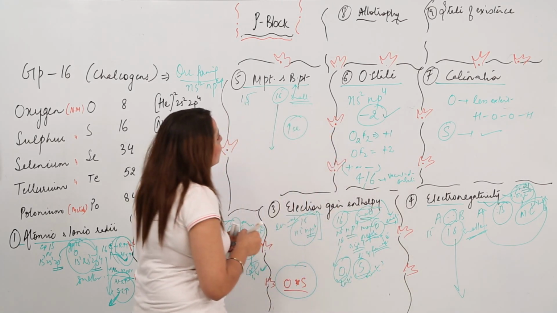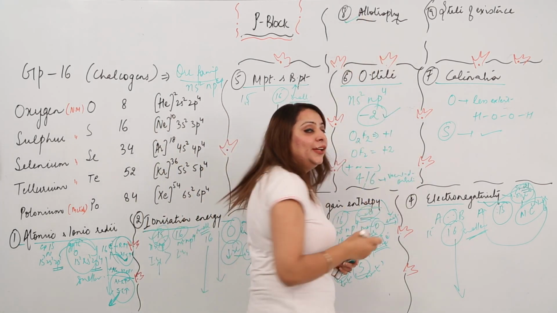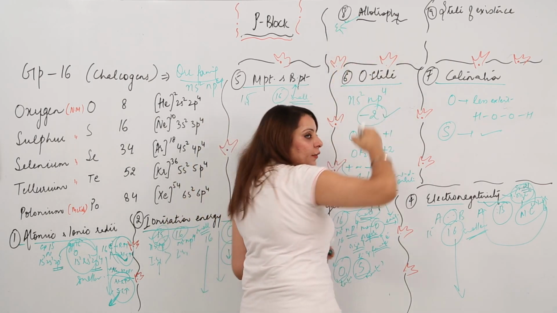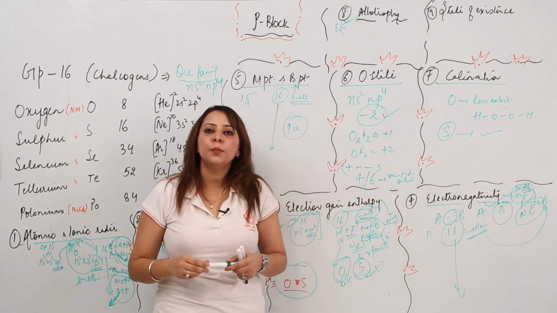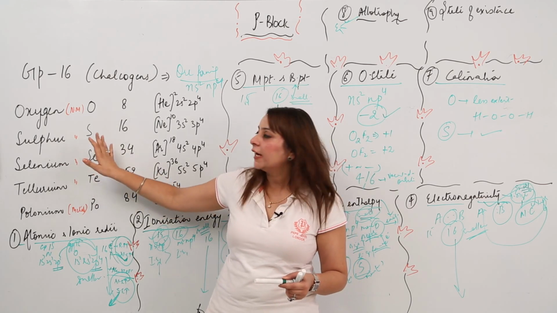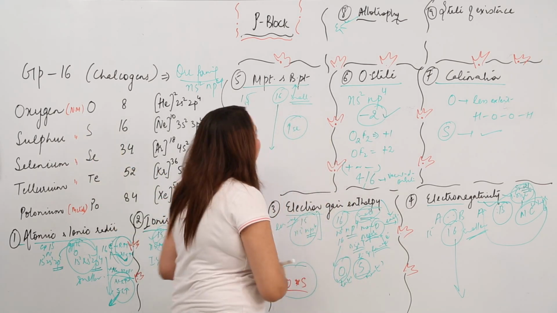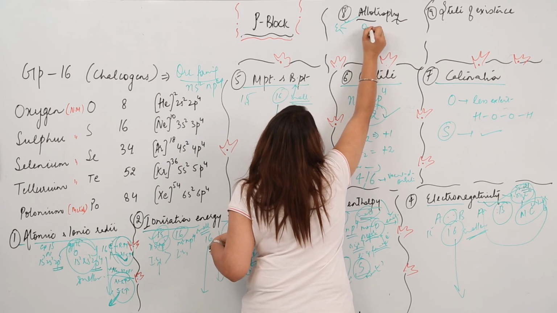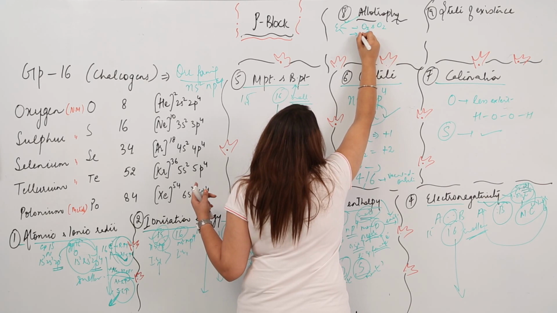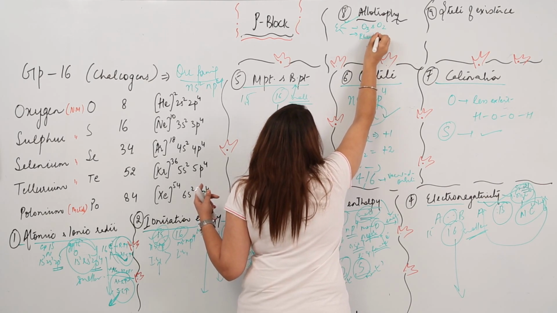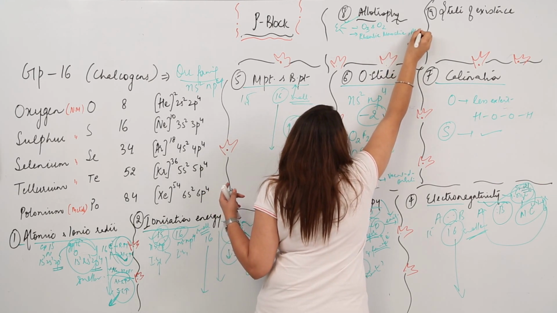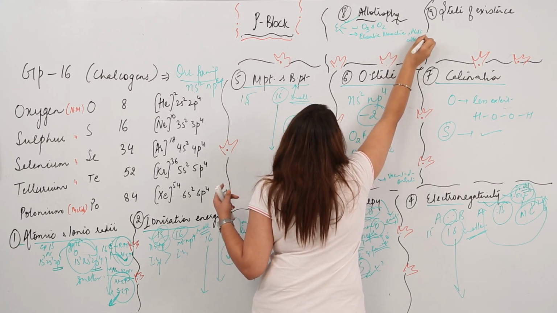The next property is allotropy. We know that allotropy is the existence of an element in 2 or more forms, and those forms have the same chemical properties but different physical properties. We see that this group also possesses allotropes, like in case of oxygen it is O3, ozone, and O2. In case of sulfur, sulfur has 4 allotropes: rhombic, monoclinic, plastic and colloidal. These are 4 allotropes.